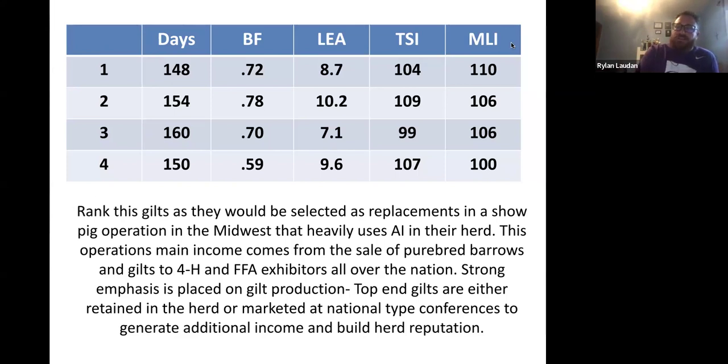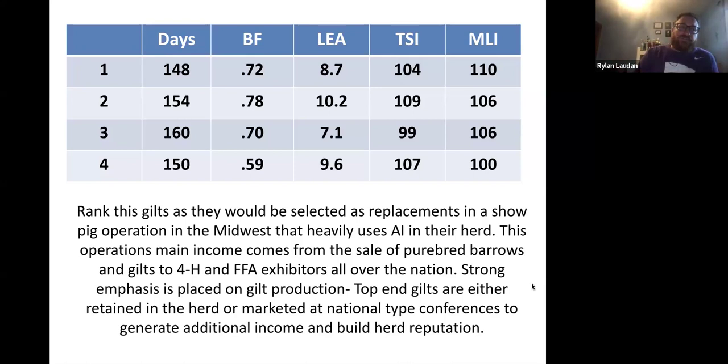All right, so here we go. Then we got to read the situation here. It says, rank these gilts as they would be selected as replacements in a show pig operation in the Midwest that heavily uses AI in their herd. So what that means is these pigs are going to be in the Midwest, and they're going to be getting artificial insemination. So they're going to get semen from boars pretty well wherever, all throughout the country, to use on their sows. So they can really handpick what they want for this and that to kind of use traits and match those breedings up.